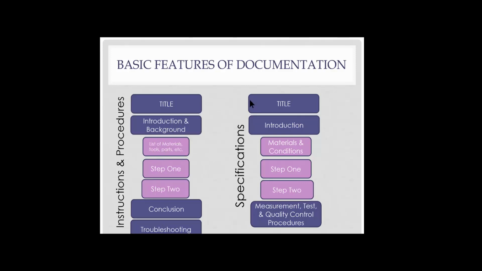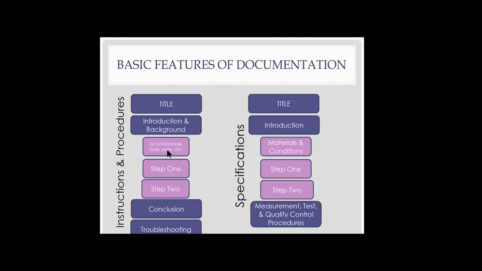So some of the basic features of this kind of documentation, whether you're doing instructions or procedures, or the same type of layout is used for specification documentation, looks very similar. You have a title, often a title page, or a title section, which you guys will have a title page. An introduction and background, which is usually either a few sentences or it can be an entire paragraph, depending on how big the project is. So notice that both of these types of documents have the same setup at the beginning.